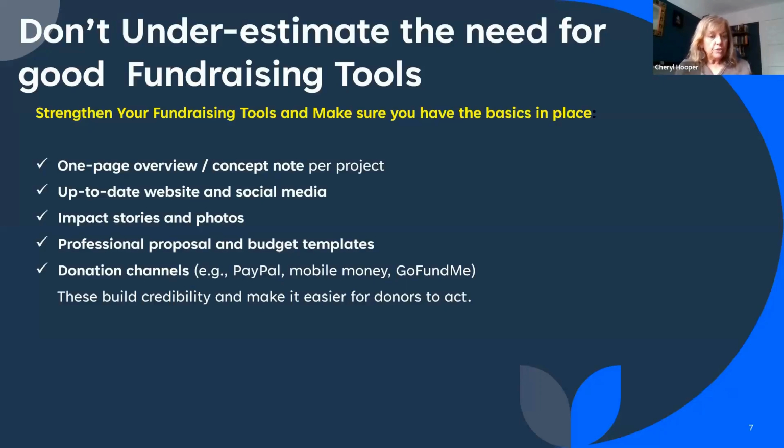Impact stories and photos that you have gathered, personal stories and impact of your work, that you have proposal templates and budget templates. So, for example, you have a clear template that you can use and adapt for different grant propositions, and that you've got ways to donate so that people are able to donate easily on your website when you start approaching them.